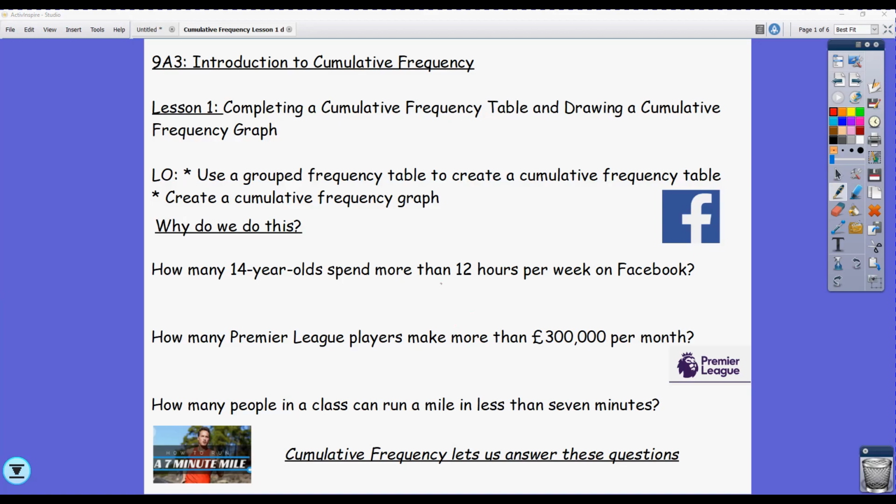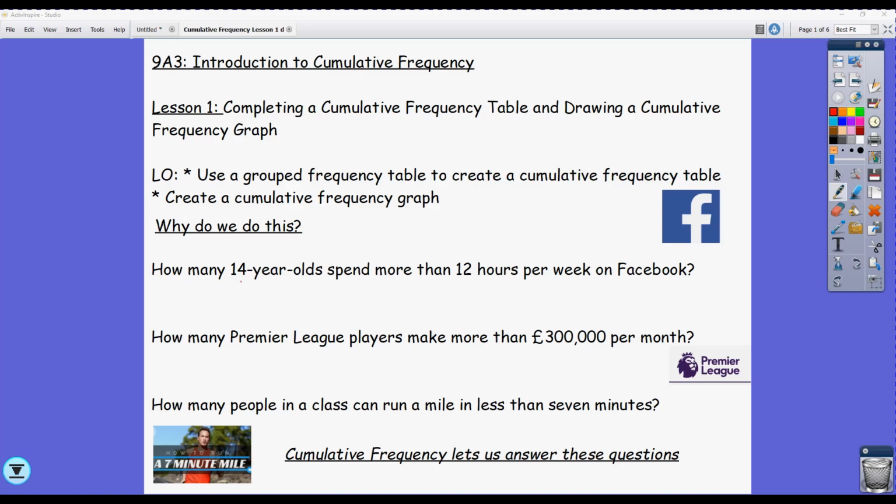In this video, we're going to make a start on cumulative frequency. So our objectives are going to be to use a group frequency table to create a cumulative frequency table, and then to use that to create a cumulative frequency graph. Now, you might be asking, well, why do we do this?